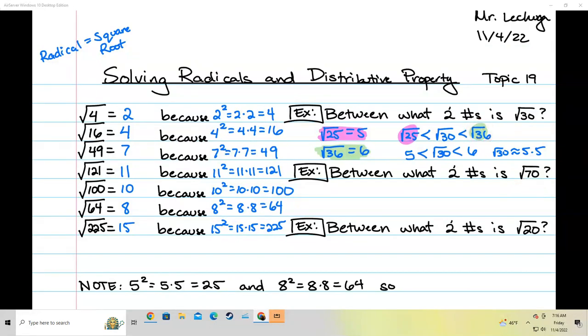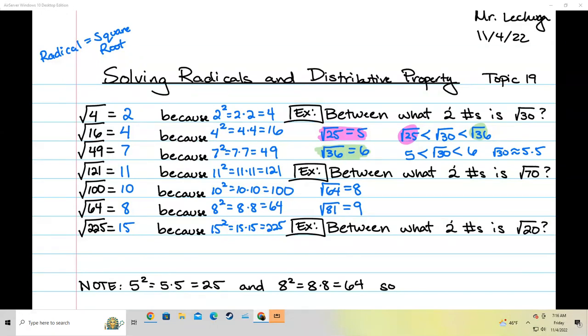That was too low. 7 times 7 is 49. That's still too low. 8 times 8 is 64. That's too low, but it's pretty close. So let me go ahead and start writing that down. 8 times 8 was 64. So that means the square root of 64 is 8. The next one, 9 times 9 is 81. So the square root of 81 is 9. And you notice that 81 is too high.